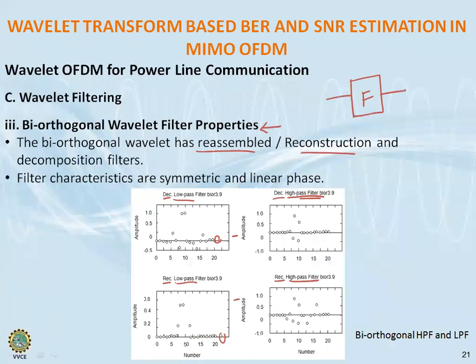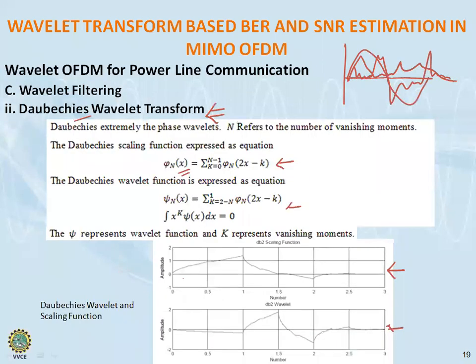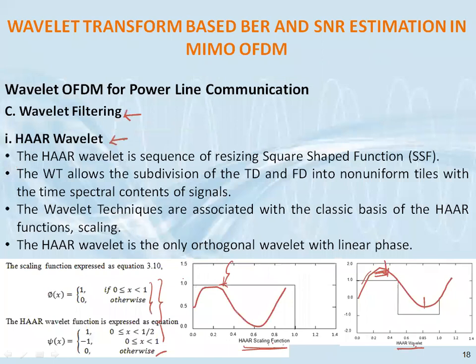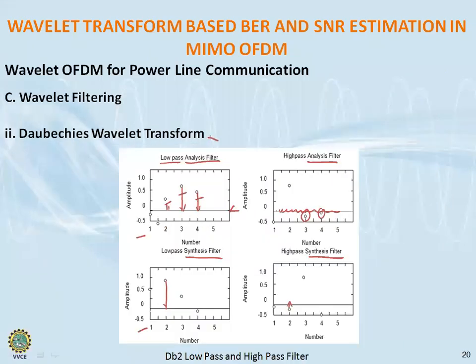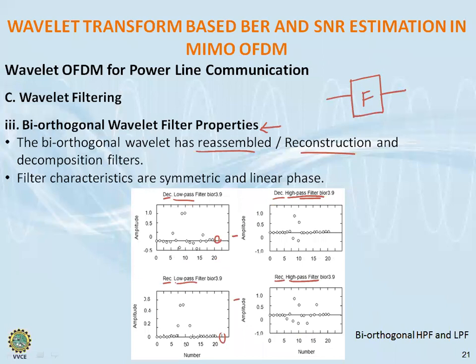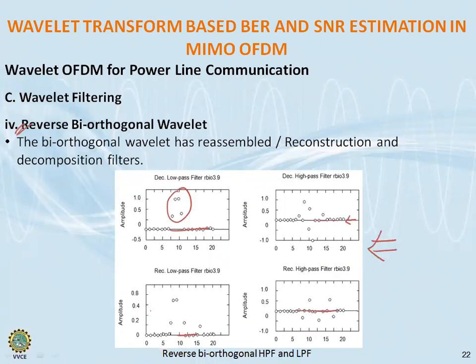As a summary, I can say that the implementation of power line communications can be done with respect to wavelet transformation. The first approach is the Haar wavelet, in which we have two describing functions. The next one is Daubechies, in which the describing functions depend on the type of the signals. Next is bi-orthogonal, and next is the reverse bi-orthogonal. So these are the four different approaches for designing power line communication with respect to wavelet transformations.